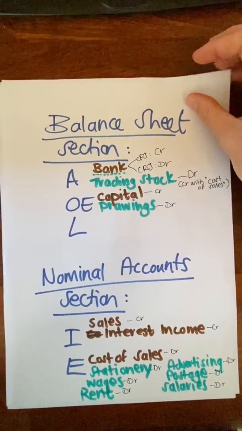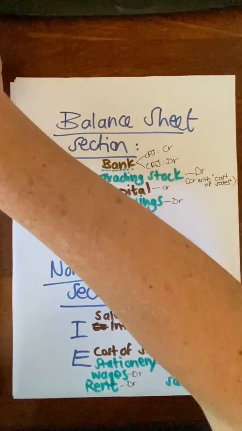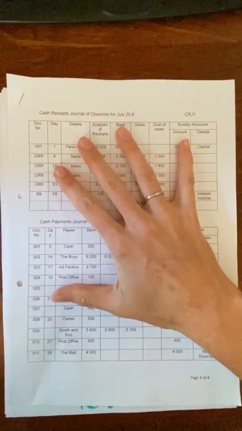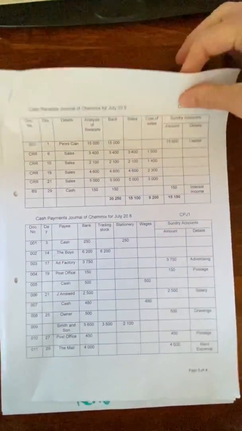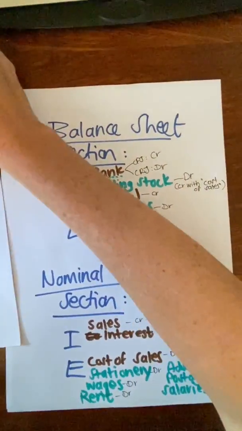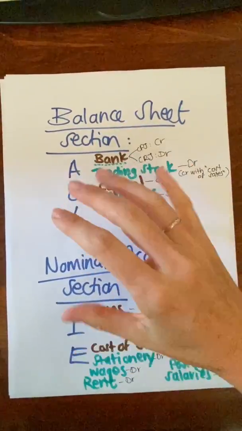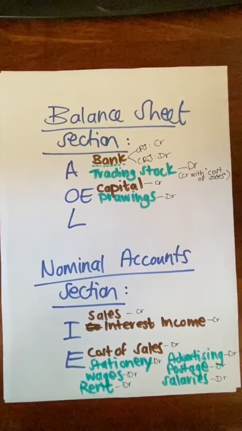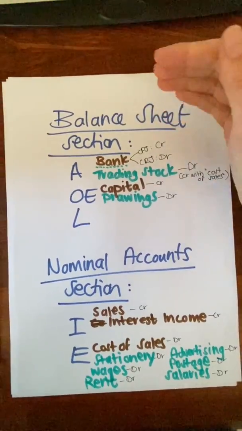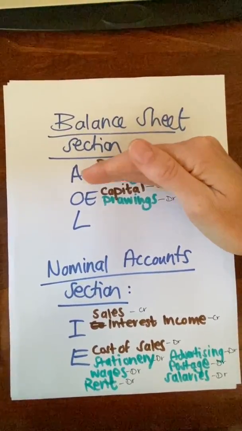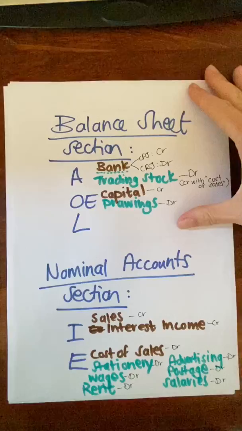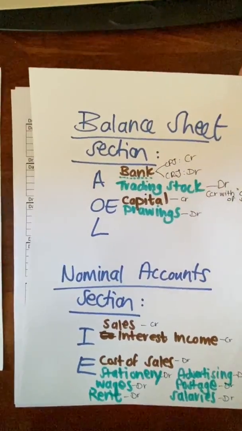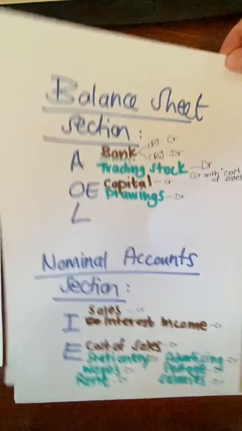So what we need to remember is that the information we're going to post to the general ledger comes from this cash receipts journal and the cash payments journal from Chemex, because we are going to be using the general ledger to summarize all of that information from the journals. So let's start with our balance sheet section. I'm going to just fill in the accounts in the order that we wrote them here. It doesn't really matter what order you do your accounts in unless it is given to you. So let us start with the bank account, because that's what's on the top there.